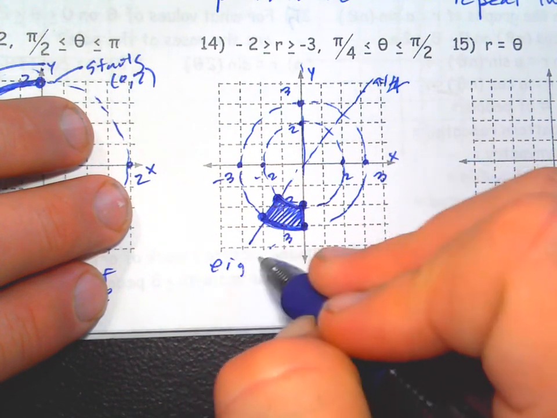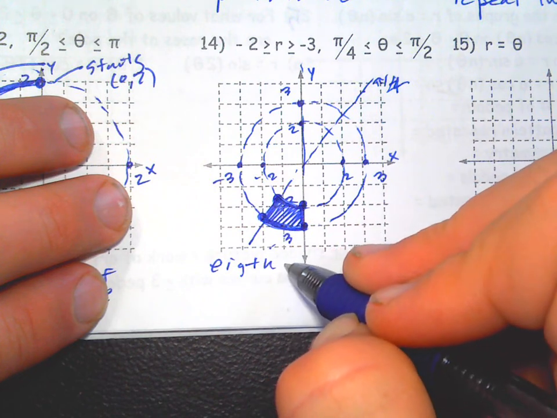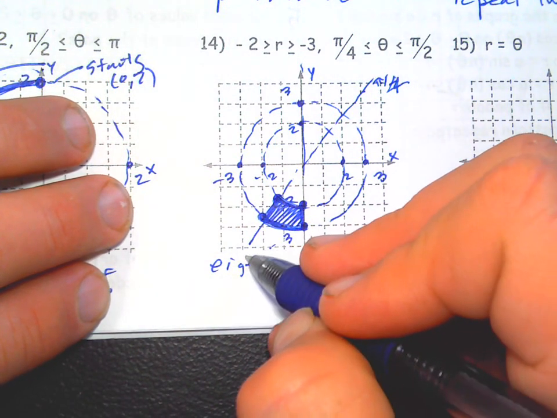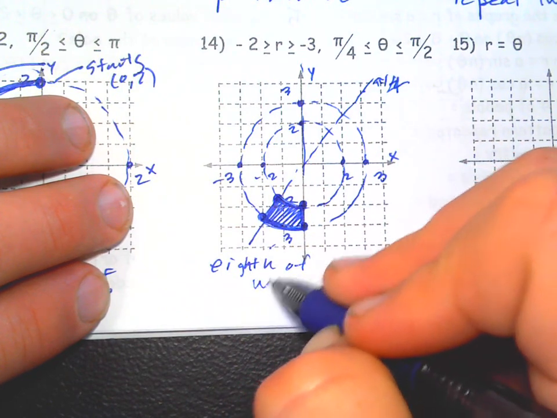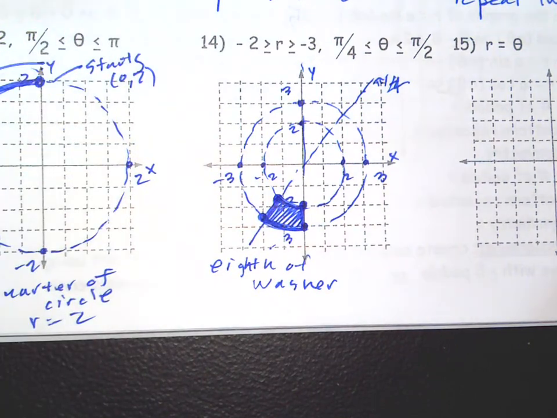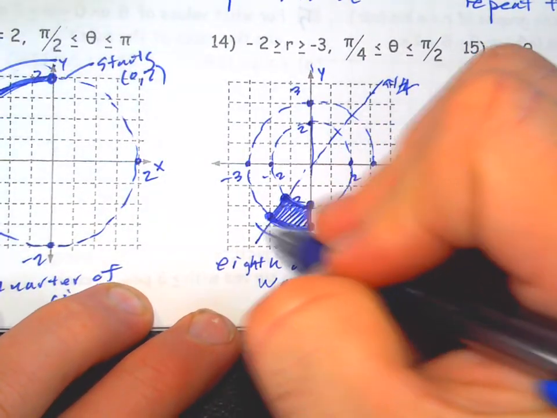I don't know. This is like an eighth of like a washer or something. If you want to think back to Calc AB shapes, anyways, something like that. The direction starts here and it goes that way.